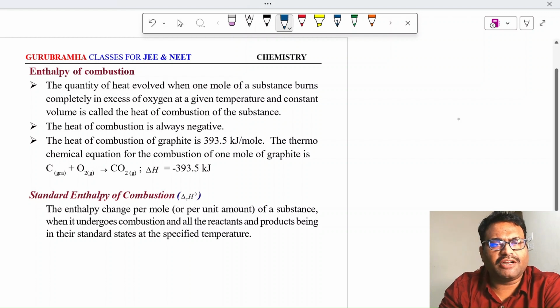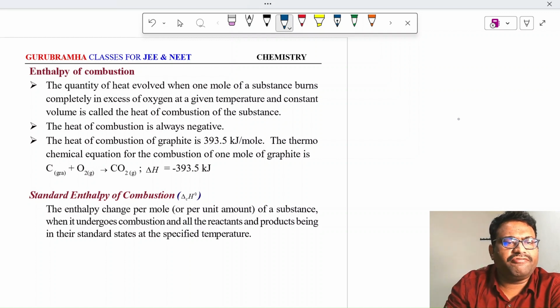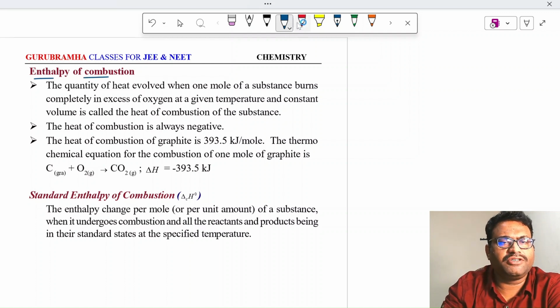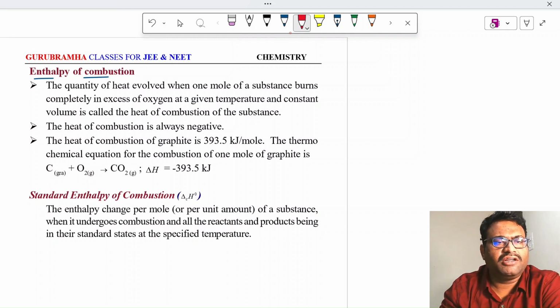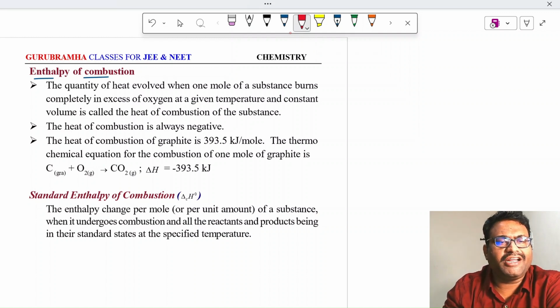We are in the chapter thermodynamics. And today in this session we are going to learn about enthalpy of combustion. Already we know that for a particular reaction there will be some enthalpy associated.